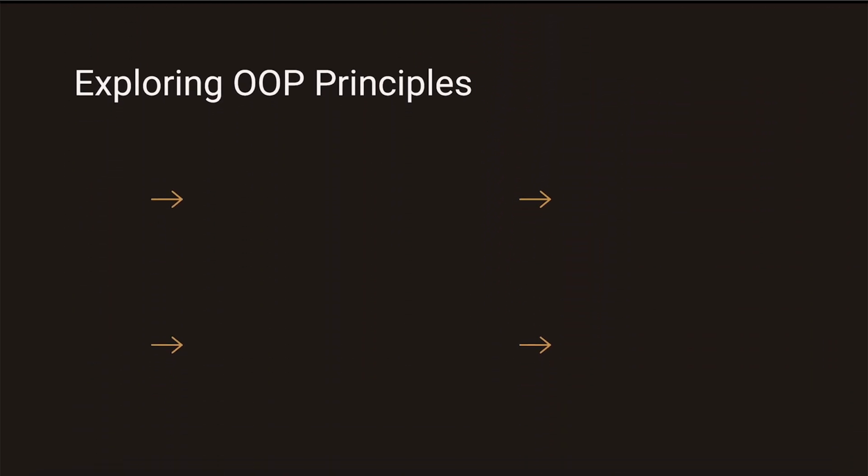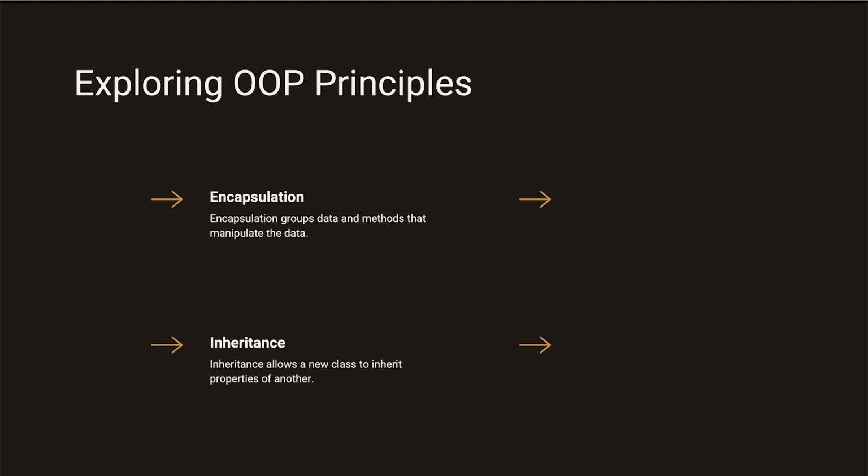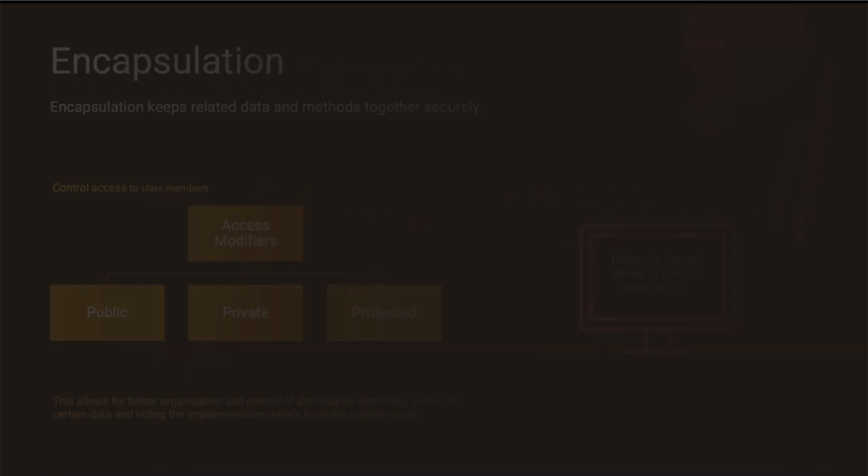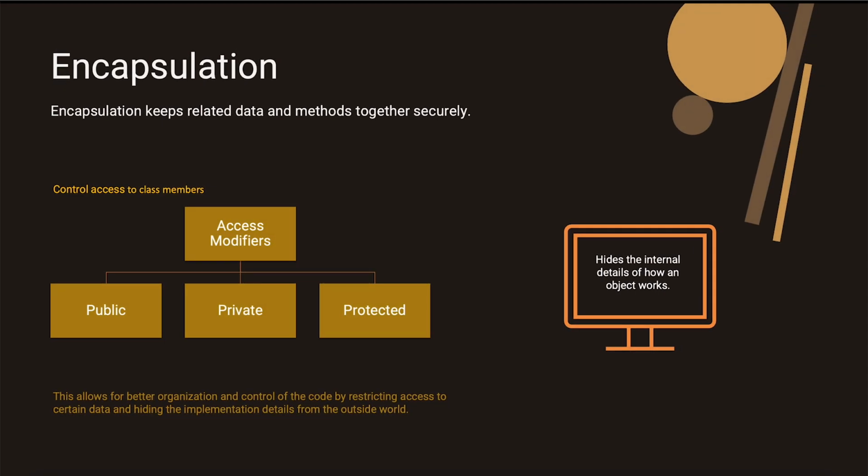So if you didn't know, we have 4 pillars of object-oriented programming, starting with encapsulation, inheritance, polymorphism, and abstraction. We will now have a deeper look at each of the principles and try to understand what they are all about. First, we will have a look at encapsulation.